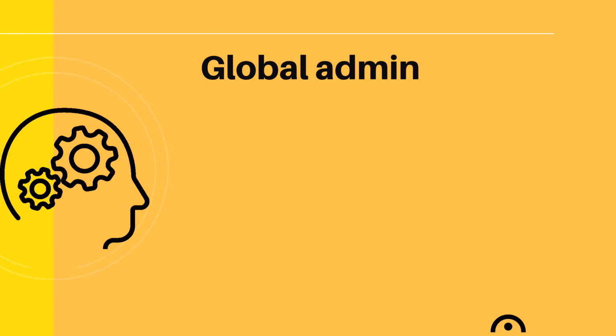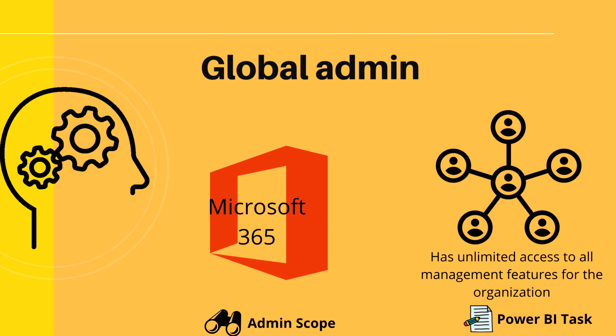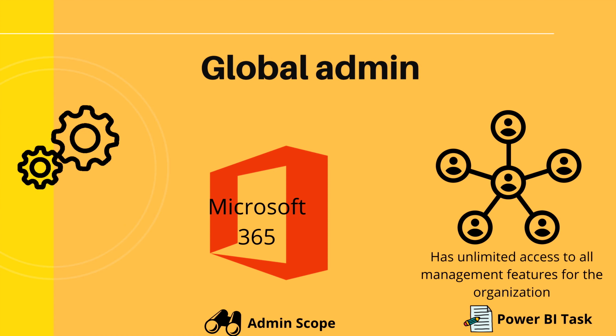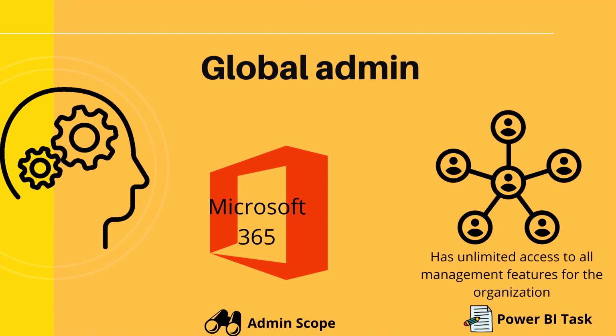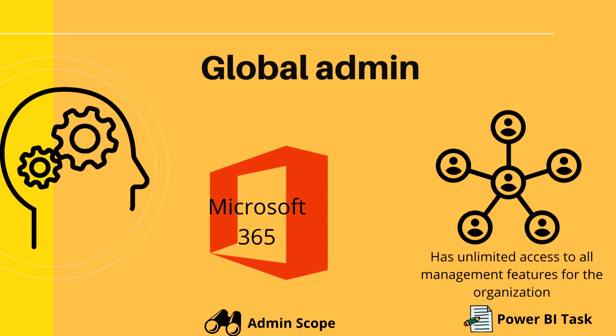The very first role is Global Admin. The scope of Global Admin is Microsoft 365, and if we talk about the Power BI task, this role has unlimited access to all management features for the organization. Also, this role can assign roles to other users. So that is the Global Admin in Power BI.